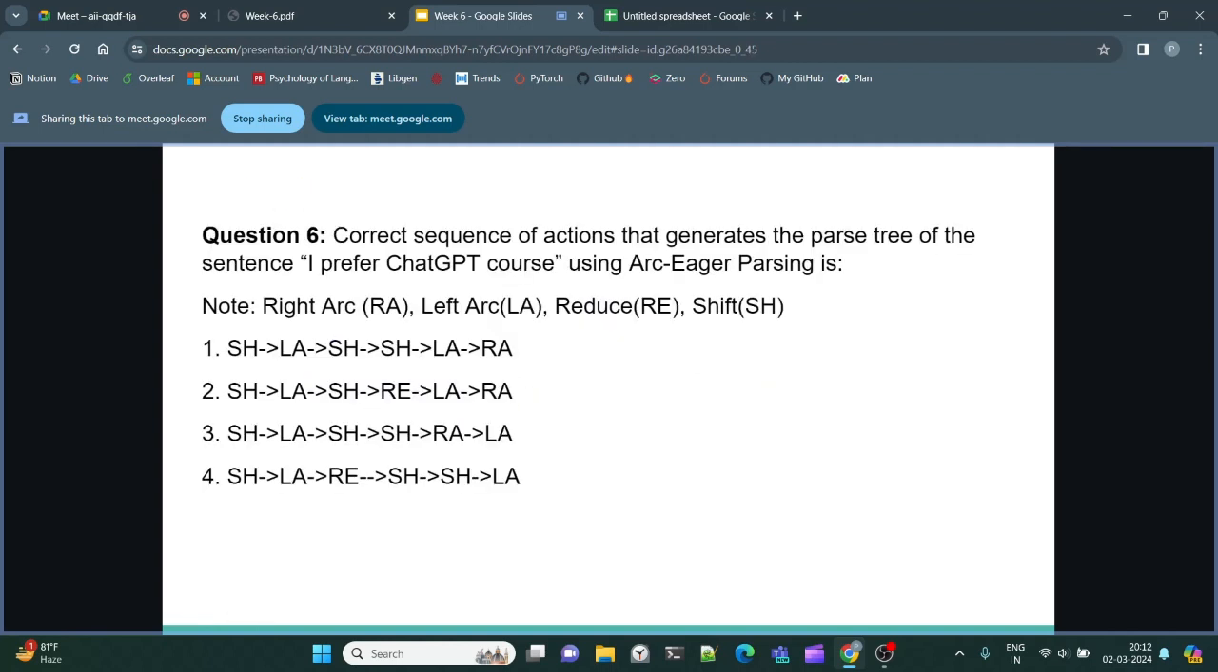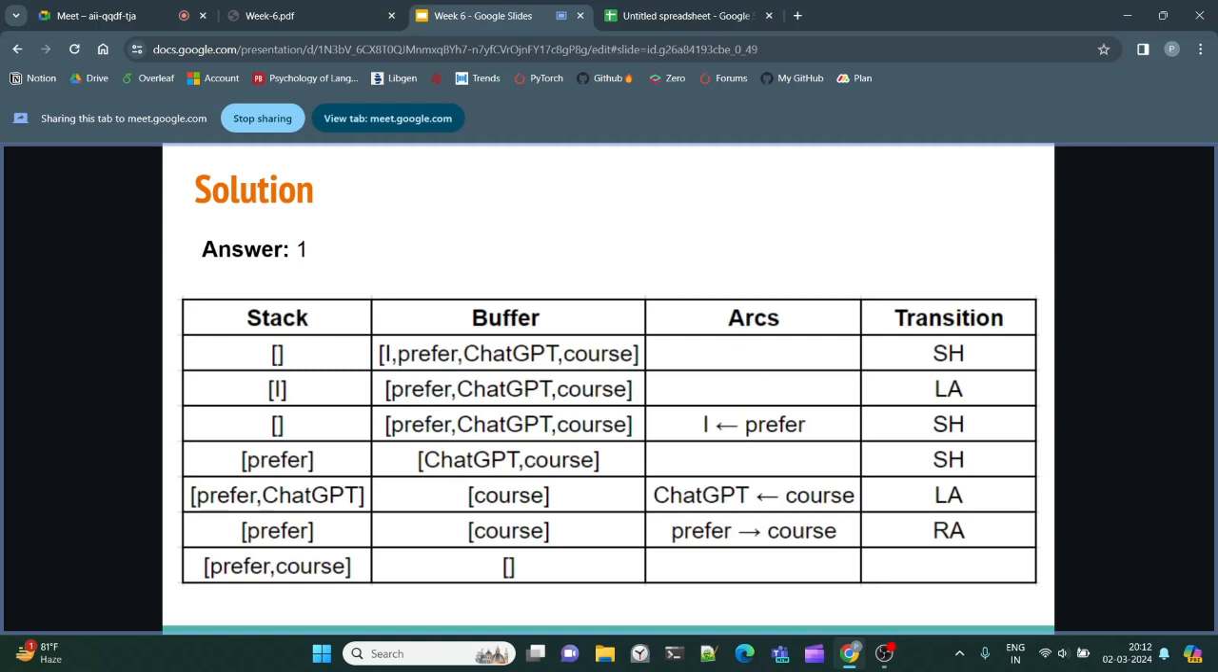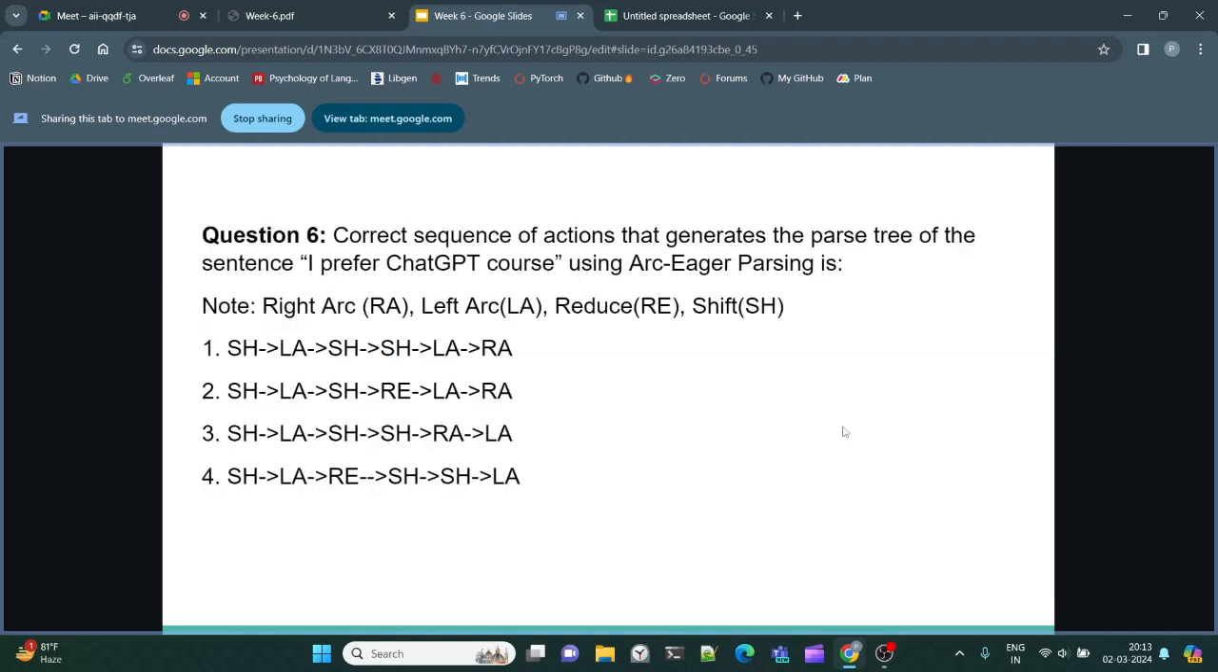If I look at question 6, it was asked what the sequence is that I took. What was the sequence? First a shift, then left arc, then again 2 shifts, then finally a left arc and right arc. So that would be the first option. This is how we solve questions 5 and 6. Any doubt in these questions?